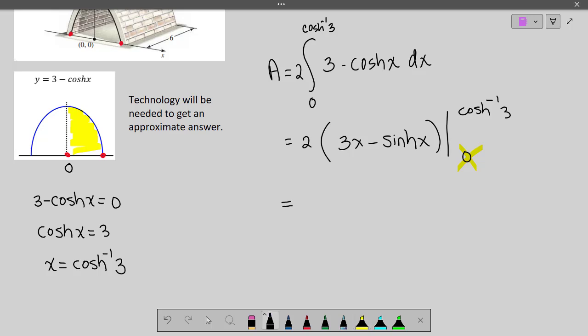So here is our area. 2 multiplied by 3 cosh inverse of 3 minus sinh of cosh inverse of 3. And that's the exact form of the area. We don't know a way to evaluate this. If it says to approximate, we would have to type it into a calculator or into Desmos to approximate it.